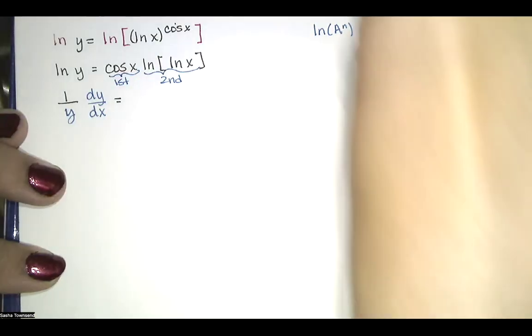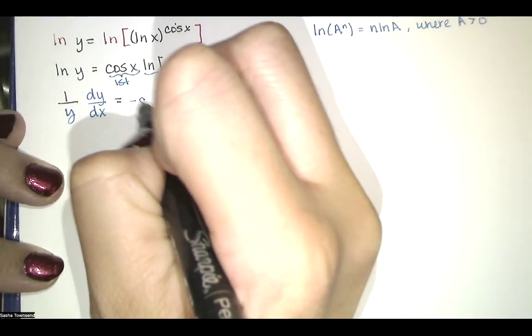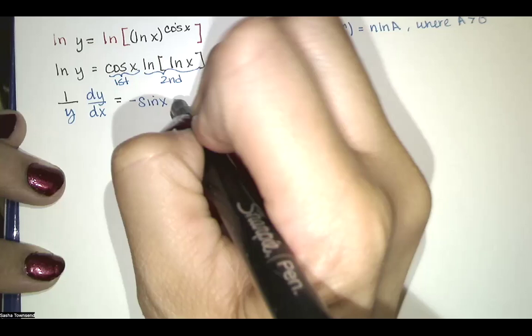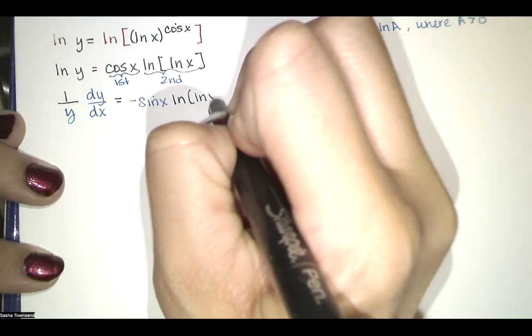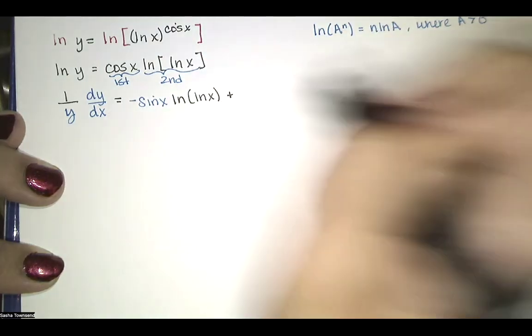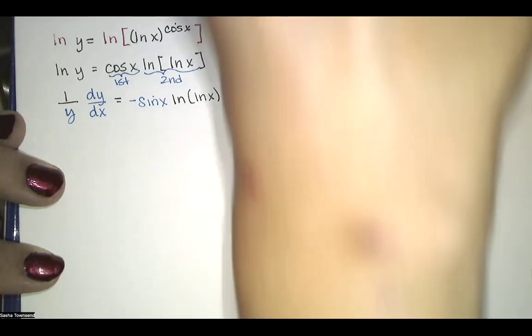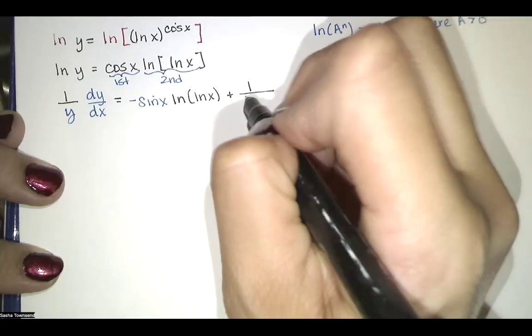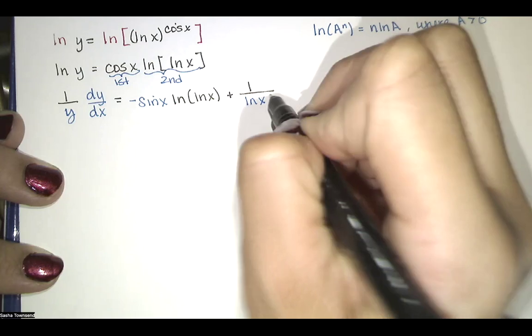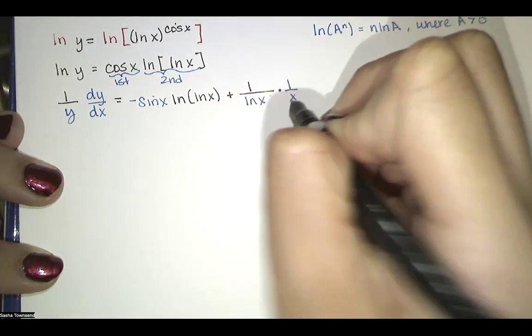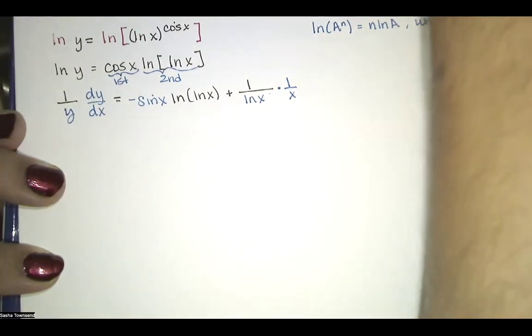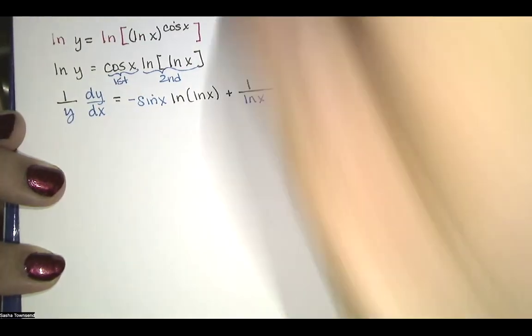And then the derivative is the derivative of the first, which is negative sine of x, times the second, undifferentiated, plus the derivative of the second, which is 1 divided by the inside function, which is natural log of x, times the derivative of the inside, which is 1 over x, times the first undifferentiated, which is just a cosine function.